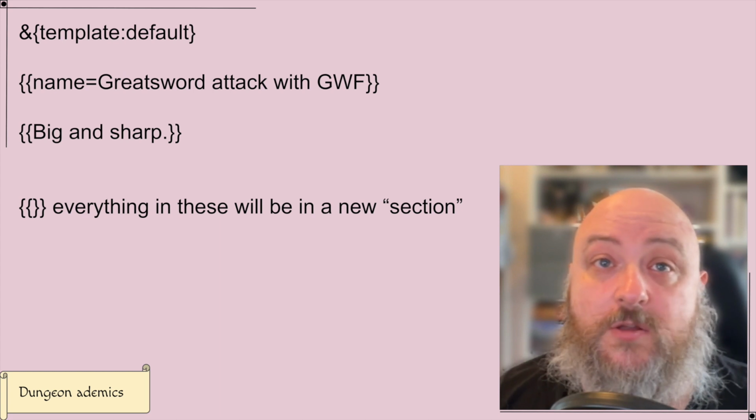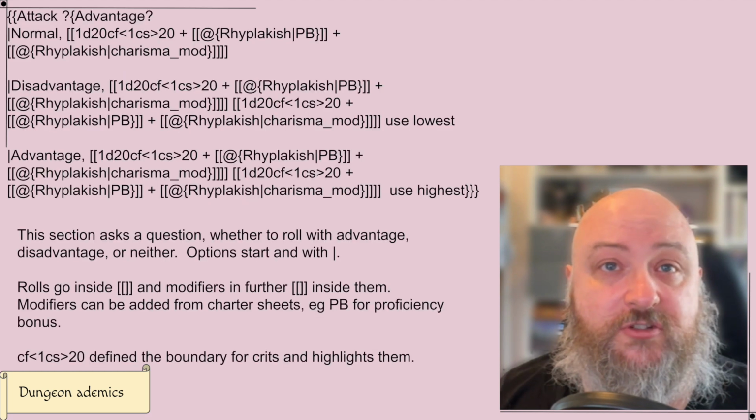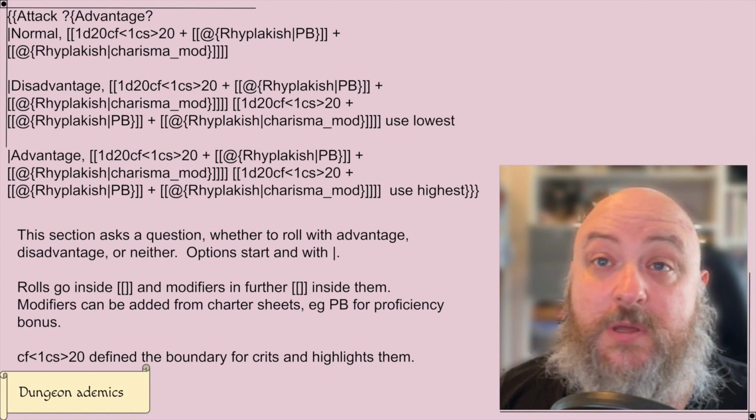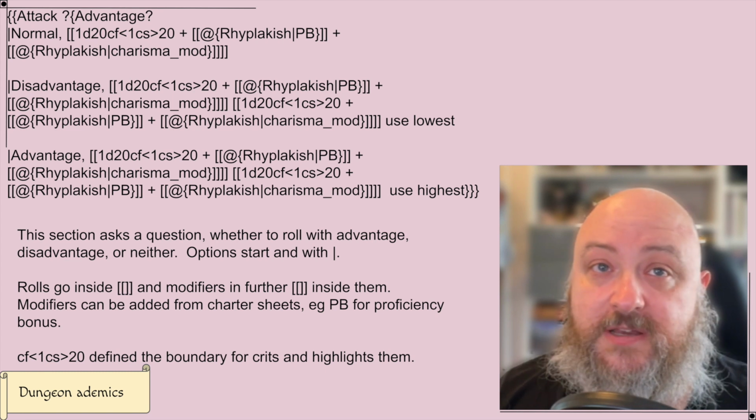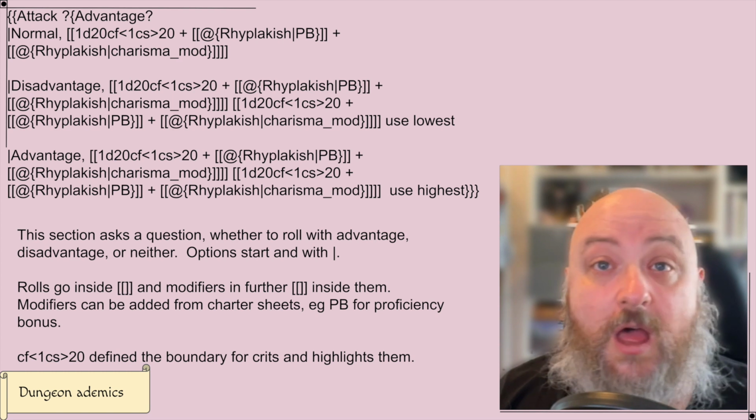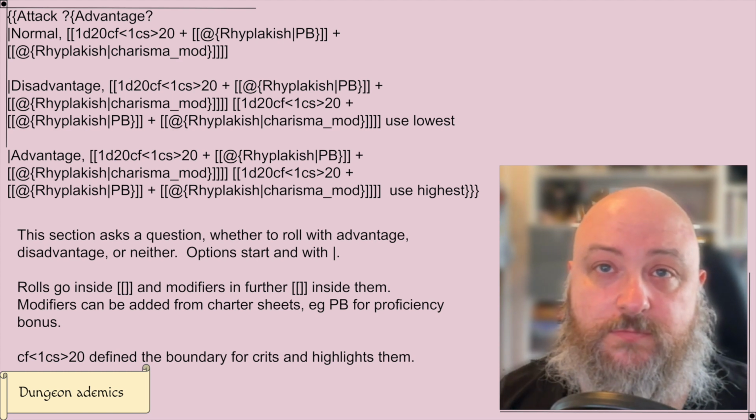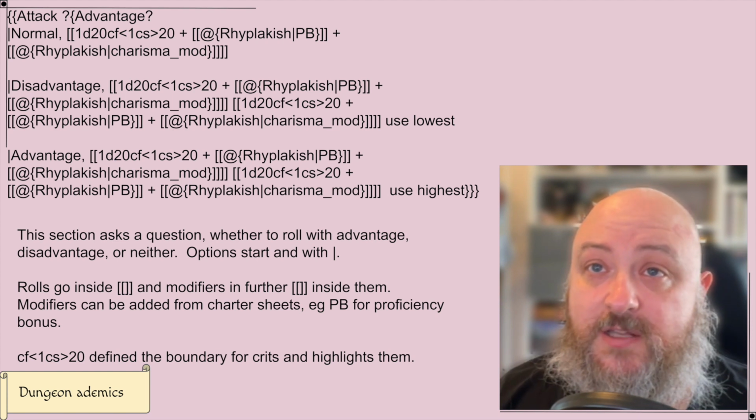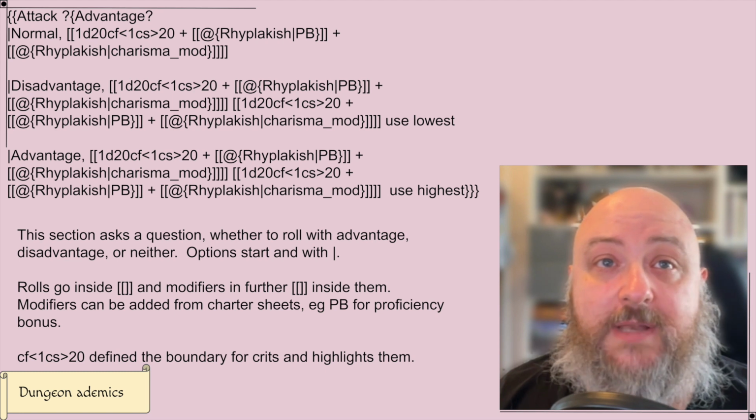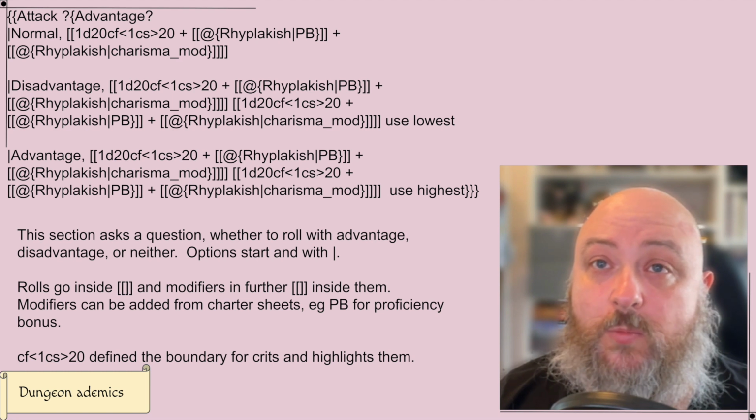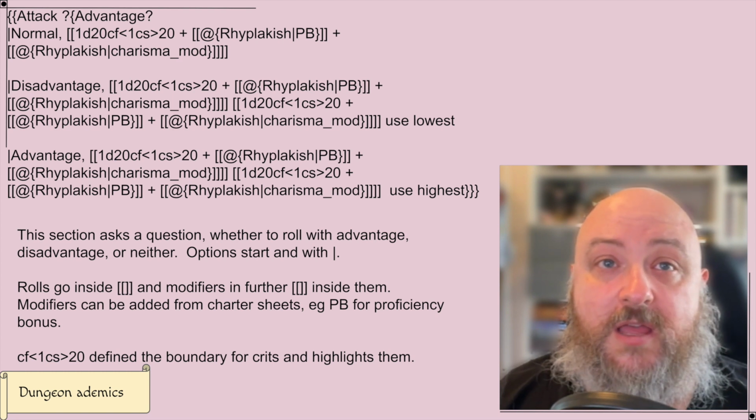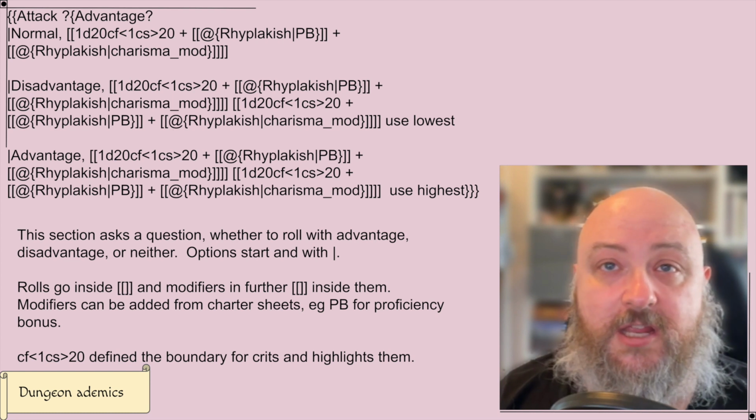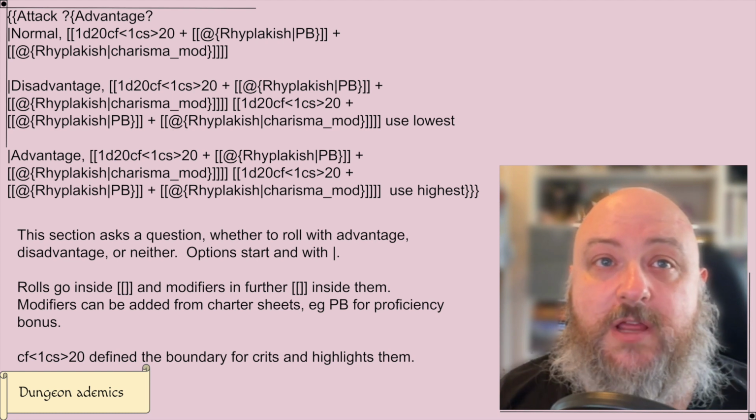The curly brackets or braces delineate a new section in the returned text box. Next comes a question. When the attack is made, should it be made with advantage? The three options, separated by a vertical line called a pipe symbol, are normal, disadvantage and advantage. Double square brackets are used to show values that are rolled. The CF less than 1 tells the system that a roll of 1 or less is a critical failure and should be highlighted in red. The CS more than 20 tells the system that rolls of 20 or higher are critical successes and should be highlighted in green. This can be changed if you crit on a lower number.